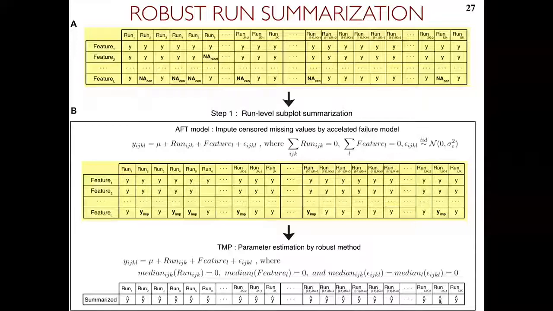But most importantly, the output of that is a new table which has one number per protein per run on some relative scale which is comparable between the runs.